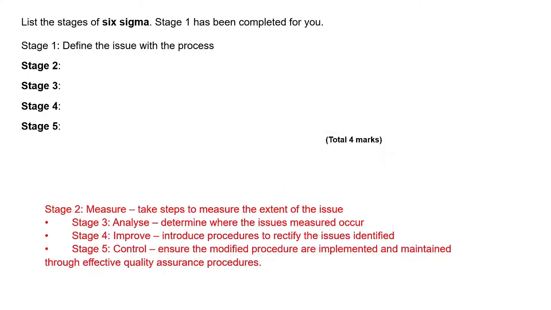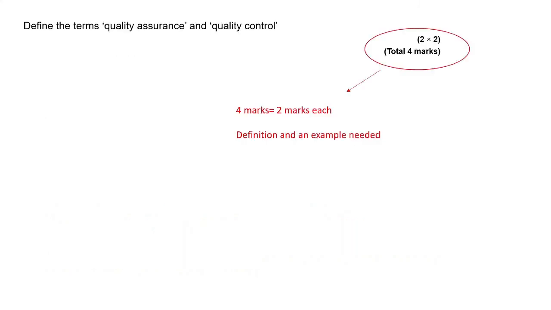So we've got define the issue already. You got measure, you got analyze, improve, and control. If you can't remember Six Sigma, please do look previously in the video or look at the first year video where I've gone through it in a little bit more detail as well. Next question. So define the term quality assurance and quality control. So 4 marks, 2 marks each, definition and an example needed. So again, pause video, 4 minutes, have a go answering it.